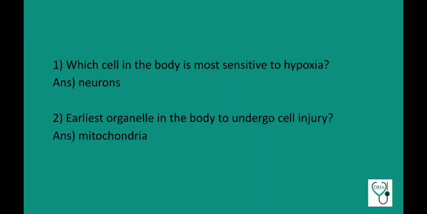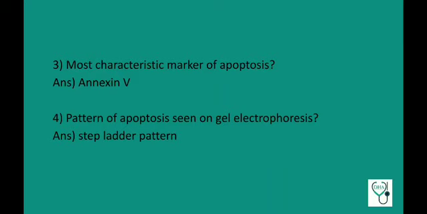Which cell in the body is most sensitive to hypoxia? Neurons. Earliest organelle in the body to undergo cell injury? Mitochondria. Most characteristic marker of apoptosis? Annexin 5. Pattern of apoptosis seen on gel electrophoresis? Step ladder pattern.